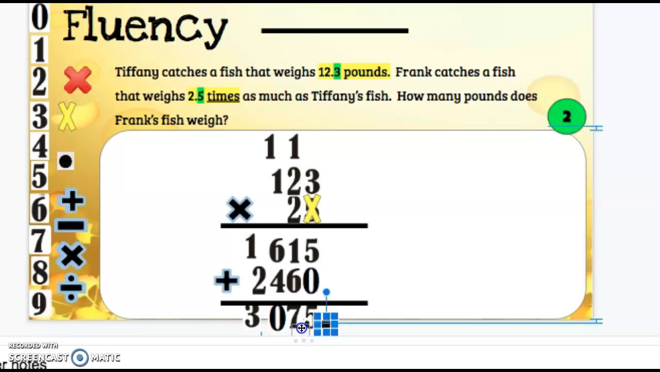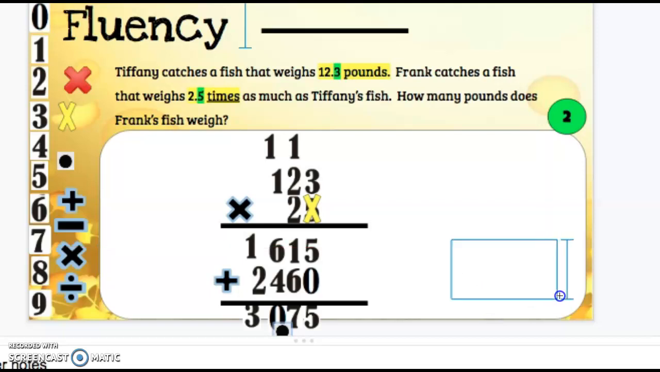Swoop once, swoop twice. Okay, so my answer now is I'm going to add a text box here for you. You're going to say, how many pounds does Frank's fish weigh? 30 7/75 pounds. Okay, I'm going to type that in your box as your answer, and that is fluency for today.